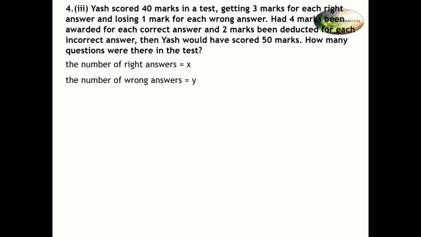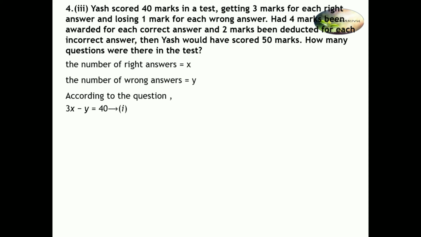In the first case, for each correct answer they are giving 3 marks. We don't know how many right answers, so we have assumed x. So the marks for right answers are 3x, 3 into x. For each wrong answer, he is losing 1 mark, so the losing marks are 1 into y. So it is right answer marks minus wrong answer marks, so 3x minus y is equal to 40. That is our first equation.